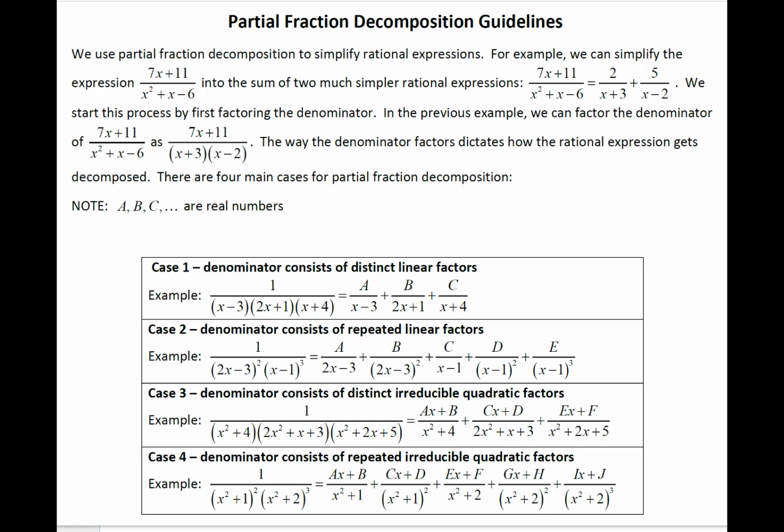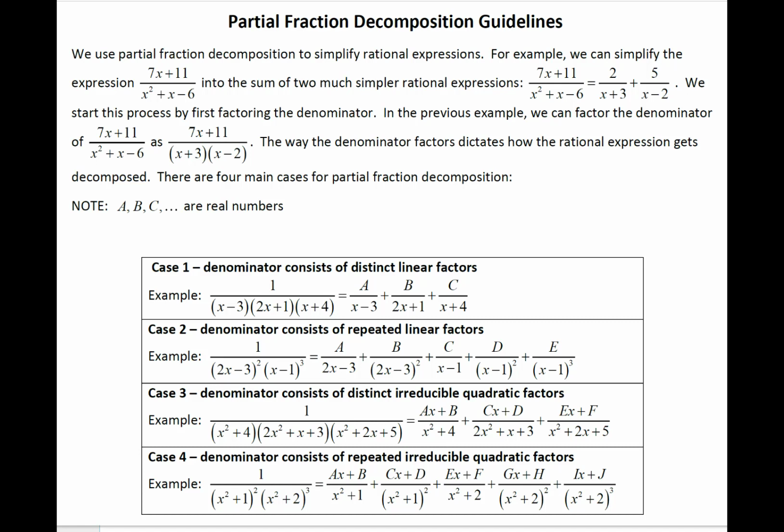In case 2, we have repeated linear factors. You can see in case 2 there's an x minus 2, a 2x minus 3 squared, and an x minus 1 cubed. Those are repeated factors. That 2x minus 3 squared is 2x minus 3 times 2x minus 3, so it's repeated twice. The x minus 1 cubed is repeated 3 times. Those are called repeated linear factors. And you can see there how those split apart in case 2.